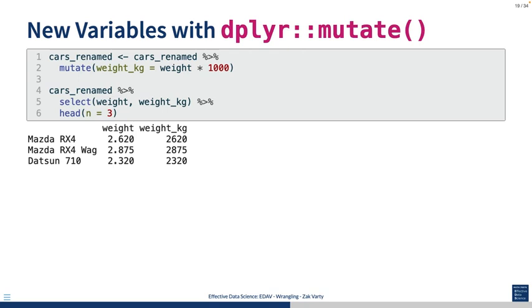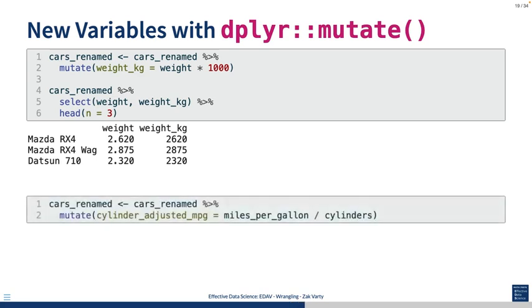Here we're creating another column that has the car's weight in kilograms rather than in tons. And to keep this easy to look at, I've then selected just those two columns, the original weight and the weight in kilograms. You can also create new columns that combine or are functions of multiple other columns.